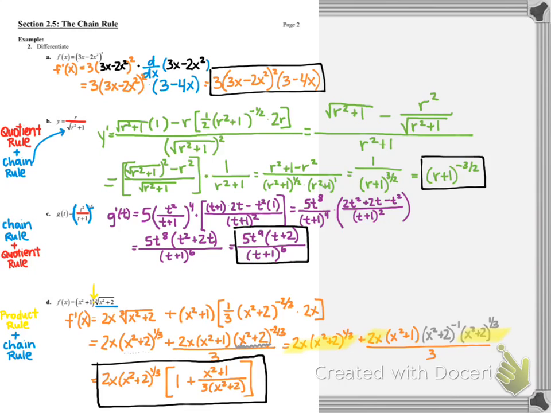You'll notice that the gray x squared plus 2 to the negative 1 is now in the denominator because of the exponent of negative 1.